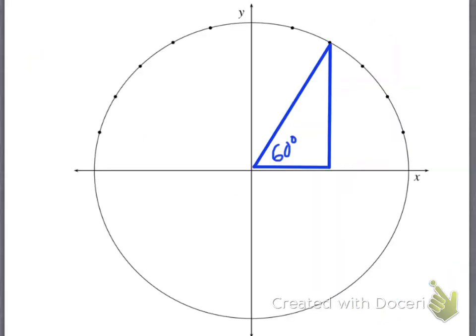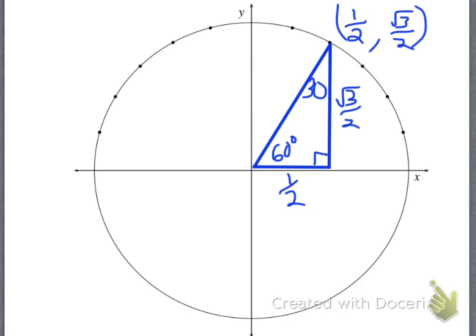Our last option here would be the 60-degree triangle. This is going to be just like the 30-degree triangle we did before, only rotated. So now this side is our 1/2, and this side is our square root of 3 over 2. So our coordinates actually flip: 1/2, square root of 3 over 2. Our next option is the green one, where we have a negative 1/2 and a positive square root of 3 over 2.